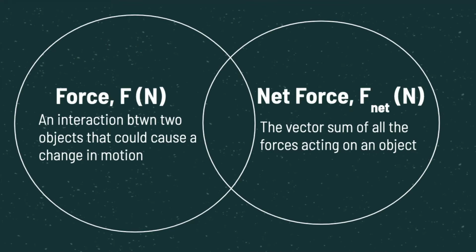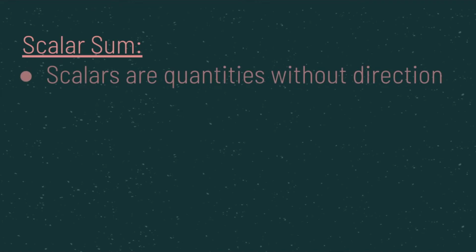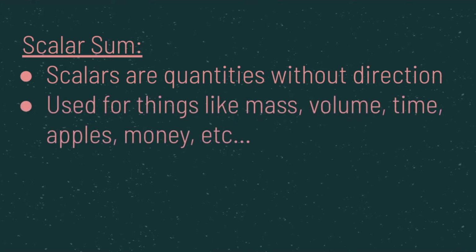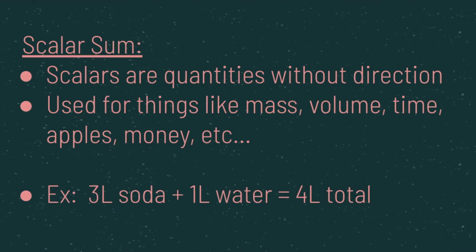First off, we're going to have to talk about scalar sum. If net force is a vector sum, then what's the difference? So, this is worth writing down. A scalar sum is just addition as you already know it. Scalars are quantities without direction, like time or mass or volume or apples or money or bags of popcorn. Scalar addition is just regular addition. 3 liters of soda plus 1 liter of water is 4 liters of total disappointment. For scalars, you can just add up the numbers.